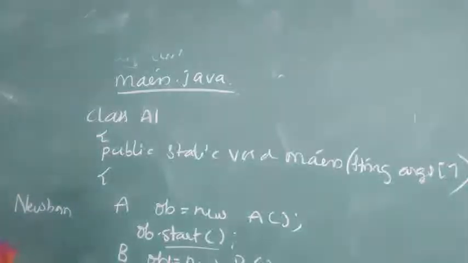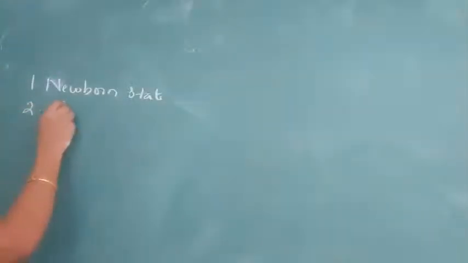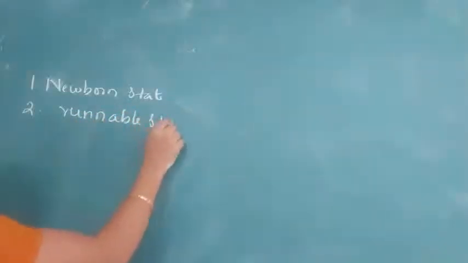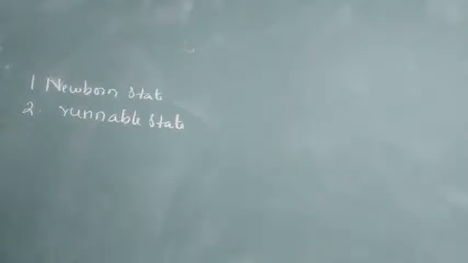There are different states in a thread life cycle. The first one is the newborn state. Newborn state means a thread is created. When the thread is created, it is in the newborn state. And when the thread is created and waiting for the processor, then it is called the runnable state. That means when the thread is in a queue waiting for processor time, that is called the runnable state.